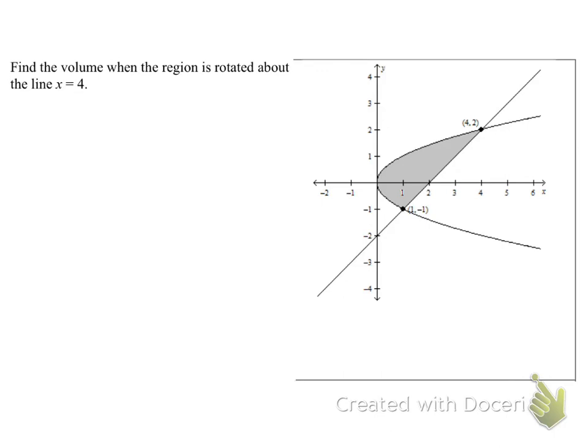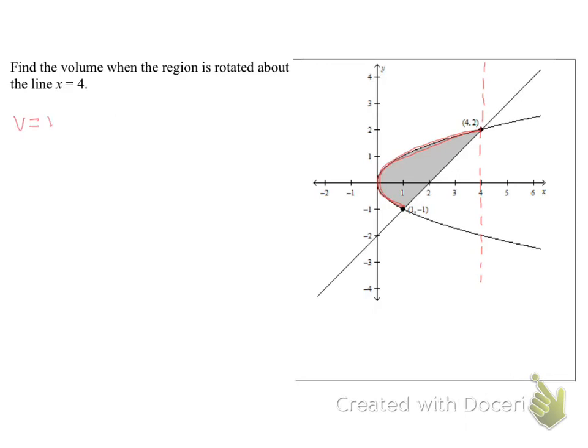So same graph. Now we are looking at the volume whenever it's rotated about the line x equals 4. So that's a vertical line, and we're looking right here. Okay, the process is the same: the outer function minus the inner function. Your outer one this time is going to be the y squared.